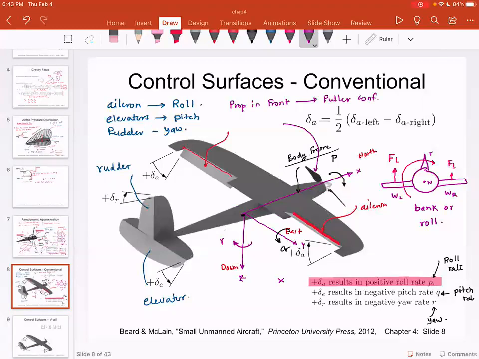And if the propeller is placed in the back, then it is called the pusher configuration. And we'll talk about it.